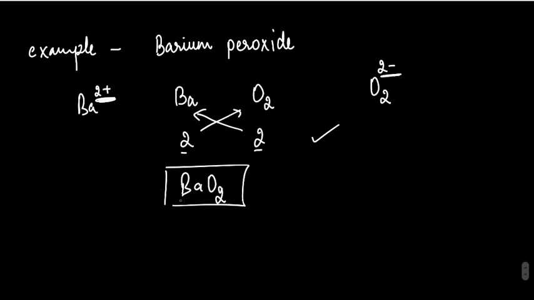So if we want to compare, the total charge is 0 over here: barium plus 2, peroxide minus 2, it will be 0. So the barium oxide formula will be different. Barium oxide will be BaO. That's it, because barium is divalent and oxide is divalent.